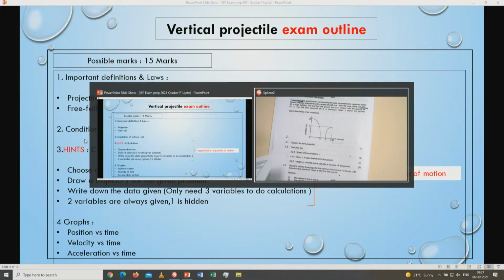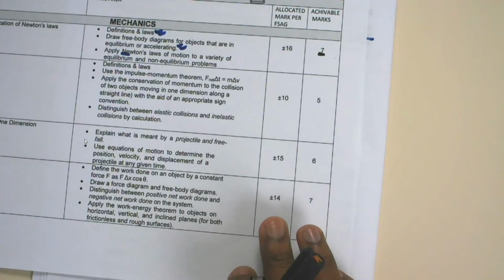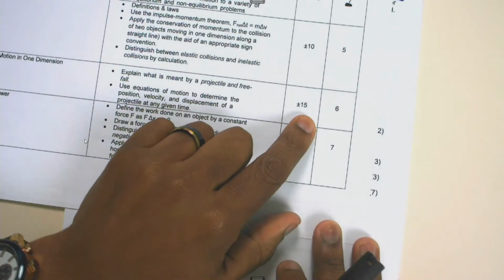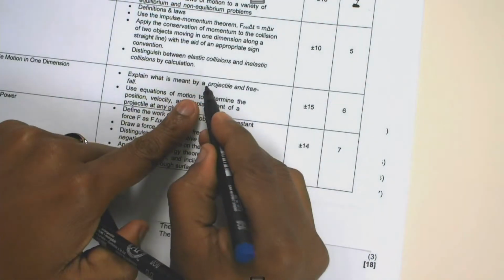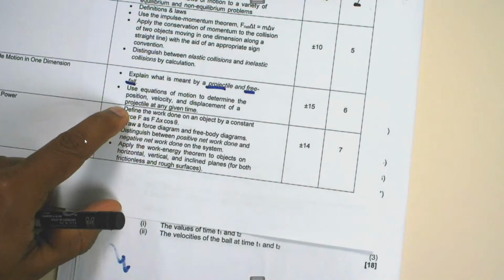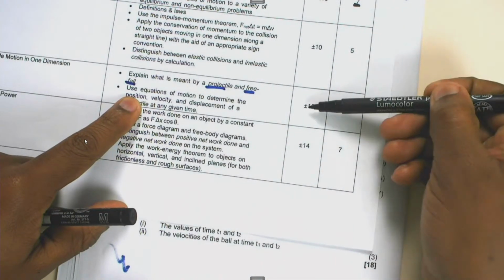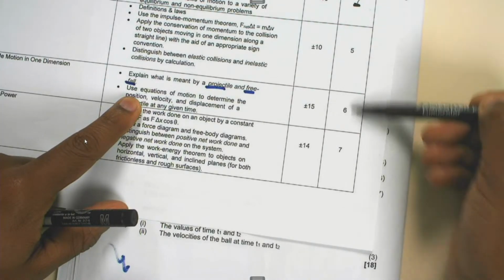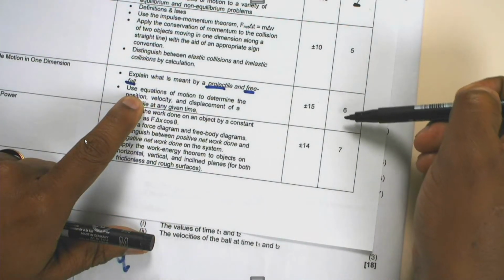Hence, it's easy for us now to say if it is going to be 15 marks in an exam, I should be able to explain what is meant by a projectile, and what is meant also by a free fall. Because these are definitions, I am expecting to get at least 2 out of the 15. So somehow I need 4 marks in order to get this minimum that I am looking for.